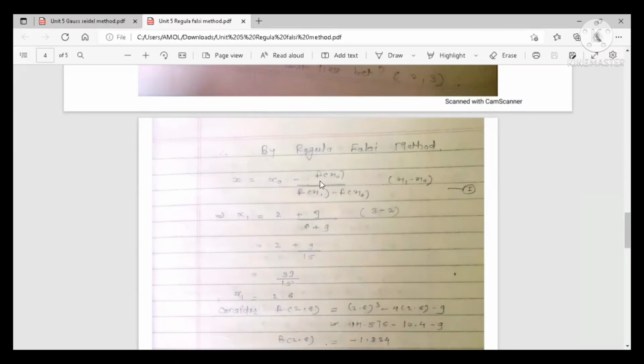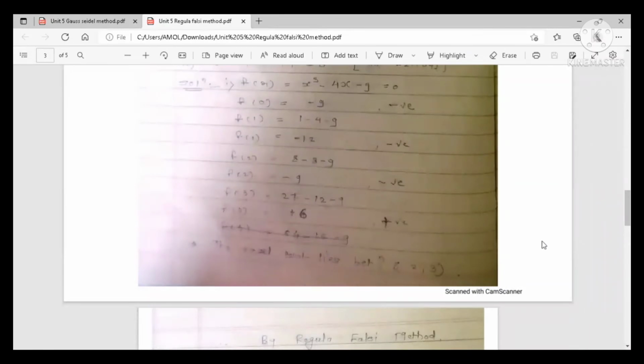x is equal to 2 minus f of x0. Now what is x0? 2. So what is the value of f of 2, which we have calculated here? Its value is -9. So put here the value -9. Minus sign is already there, so minus minus plus 9 upon f of x1. Here x1 is 3, so f of 3 is 6, plus f of x0 is -9. So minus minus plus, so the term is 6 plus 9, in bracket x1 minus x0, means 3 minus 2. Okay. So simplify the term, and if you calculate, the value of x is 2.6.